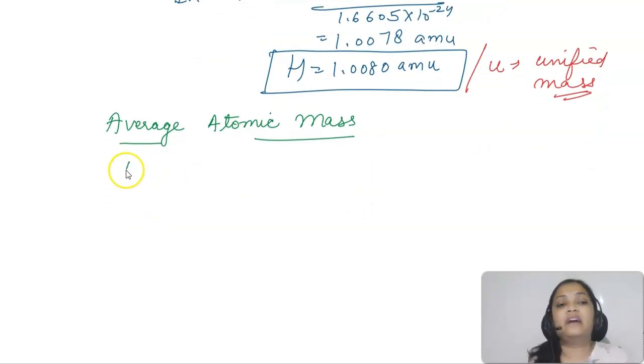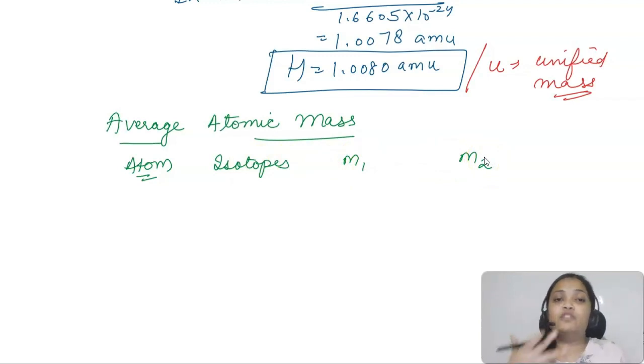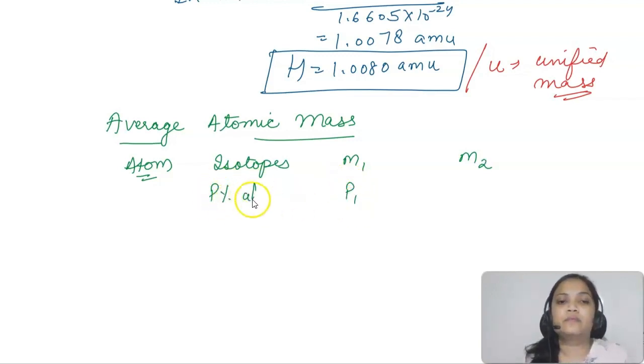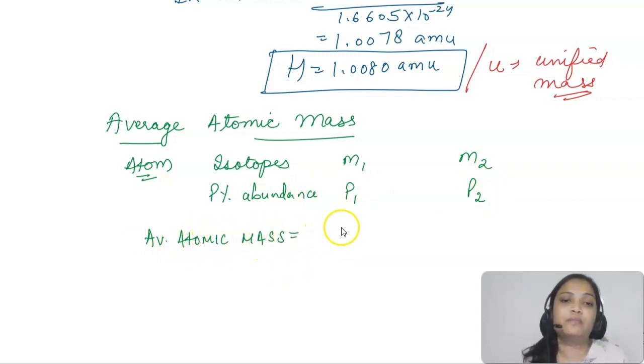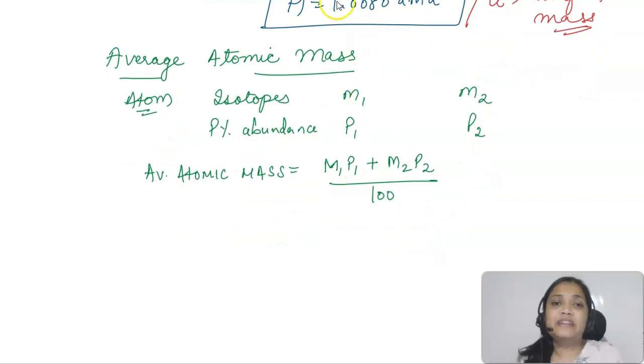Let's say I have an atom with two isotopes whose masses are M1 and M2. Now, if we know their percentage abundance, meaning how much of each isotope is found in nature, let's say the percentage abundance of M1 is P1 and of M2 is P2. Then the average atomic mass, please note these formulas, they are important, would be (M1 multiplied by P1 plus M2 multiplied by P2) divided by 100. That's a very simple thing, you can do it.